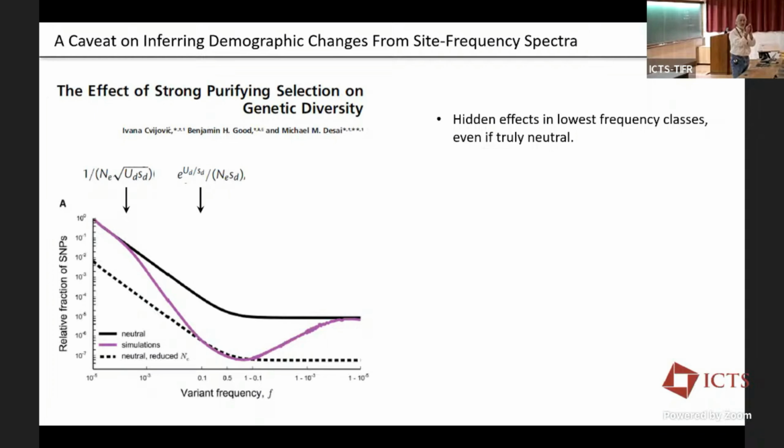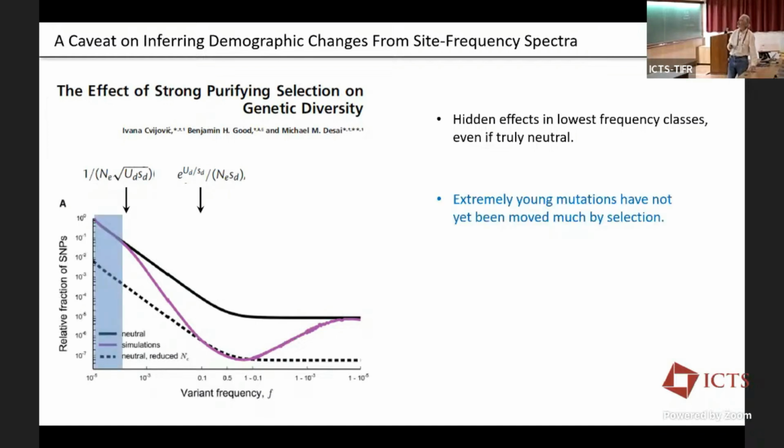The point they made, basically the point to worry about here, is there's a lot of information in the lowest frequency class in populations. And by low, I mean below frequency of 0.01. If you don't have a sample size of 100, you're not even going to get estimates below that. I'll break it up into phases. So this is a site frequency spectrum like the one I showed before. It's on a little bit of a funky scale here, but it's going way down to frequencies of 10 to the -5.